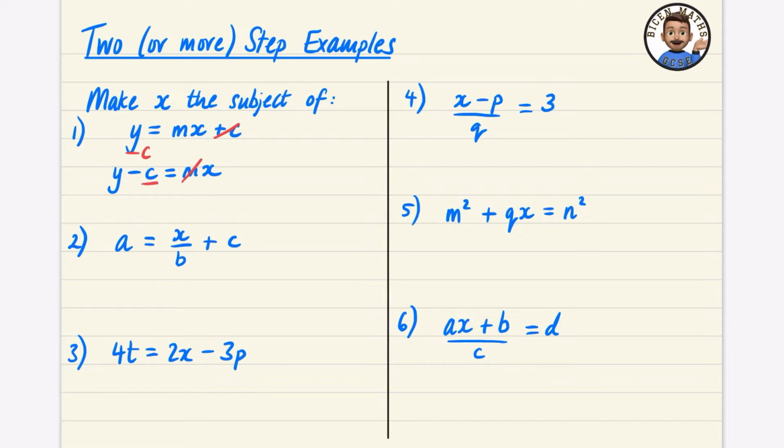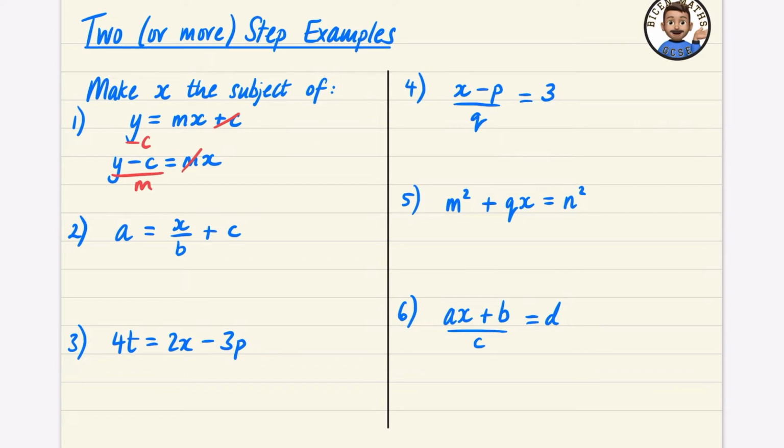Now, I don't want to just divide this bit by m, I want to divide the whole thing by m like this, so that x as the subject is y minus c over m, and you can either write that as x equals, or you can just leave it as x on the right hand side like this. So I'll just highlight that one as the answer. Now, I might not do the red crossing out for this one. Let's see if we can do it without.